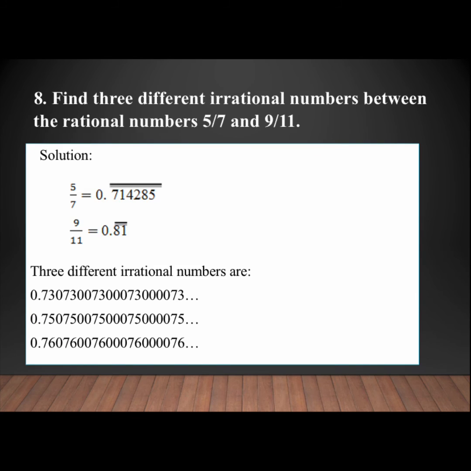Now moving towards our next question, we have here: find 3 different irrational numbers between the rational numbers 5 by 7 and 9 by 11. We all know that irrational numbers are non-terminating and non-recurring. So the 3 irrational numbers between 5 by 7 and 9 by 11 are the non-terminating and non-recurring numbers between the values of 5 by 7, which is 0.714285 bar, and the value of 9 by 11, which is 0.81 bar. Here we have the numbers.